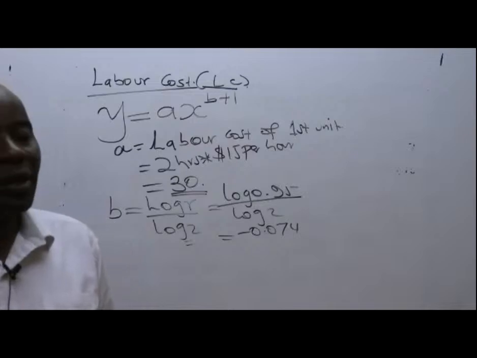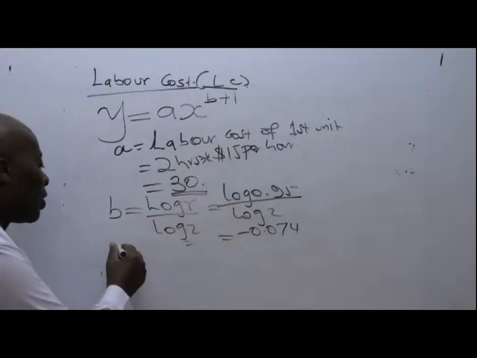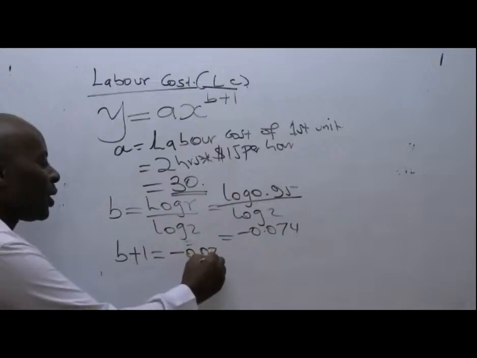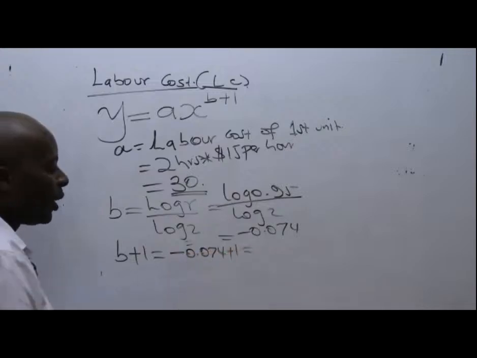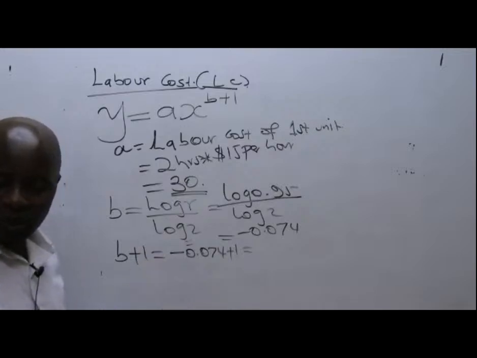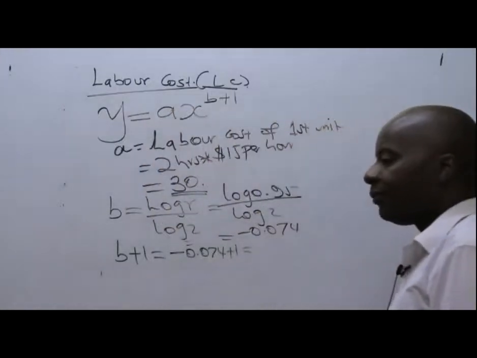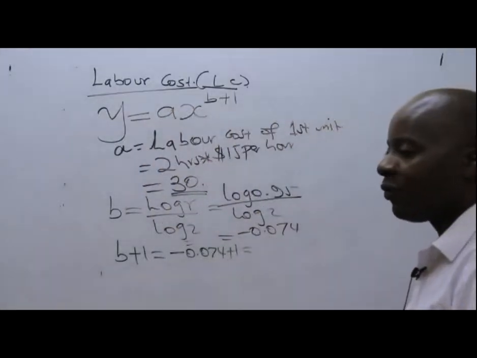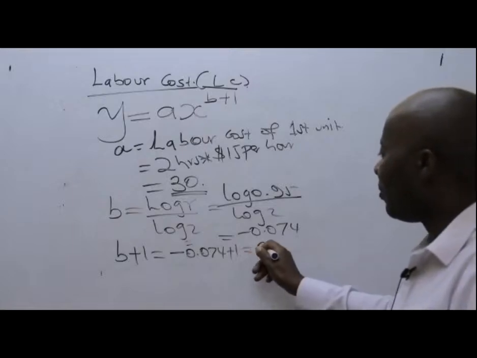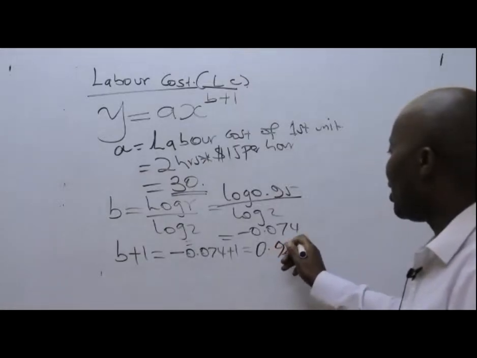Ladies and gentlemen, the moment you give me B, I know as per the exponent we want B plus 1. So this will be minus 0.074 plus 1, which will end up giving us what figure? Minus 0.074 plus 1. What figure do we have here, somebody? 0.926. Thank you very much, Lucy.